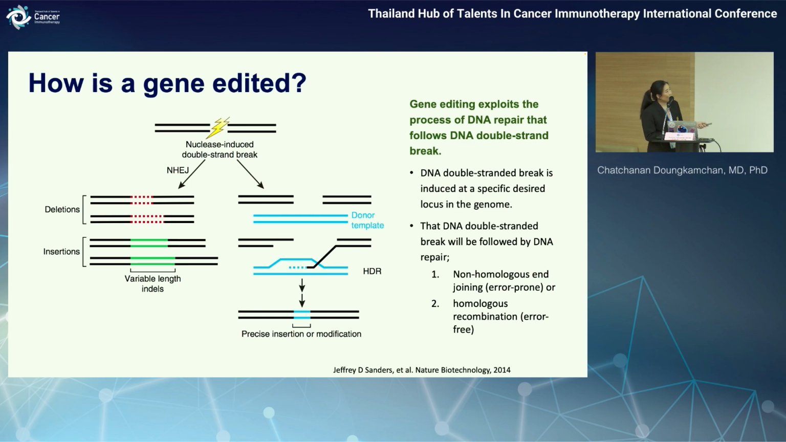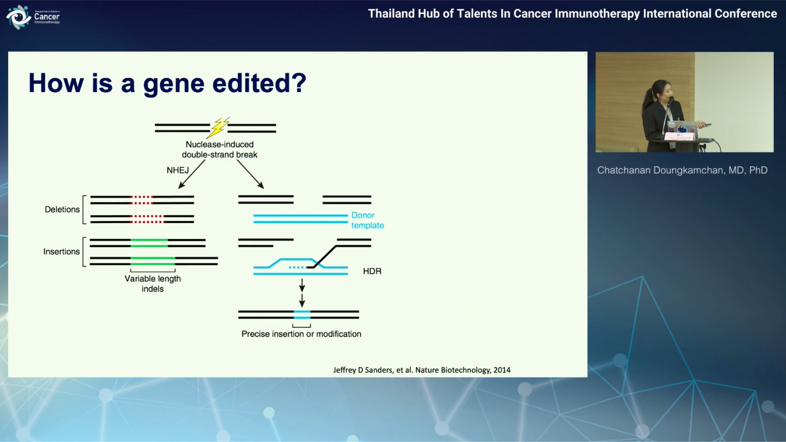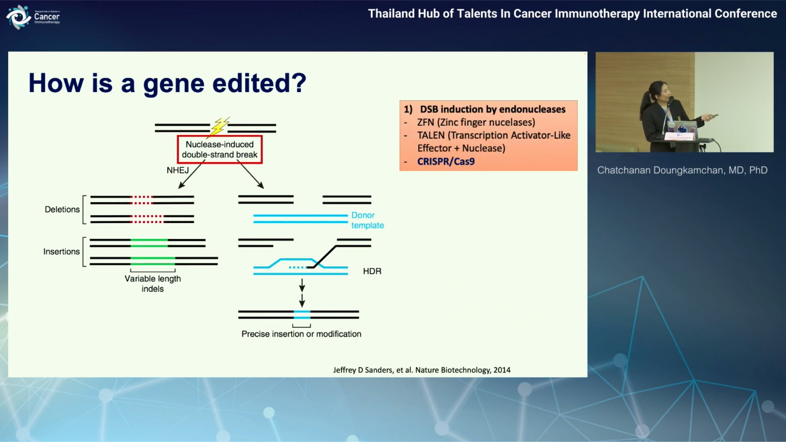And so the take home for this is that gene editing exploits the process of DNA repair that follows DNA double-strand break. Therefore, when we would like to edit a gene, we will have to induce a DNA double-strand break. And there are some tools that we can use for that, for example, the zinc finger nuclease, the TALENs, or the transcription activator-like effector nuclease, and the CRISPR-Cas9.